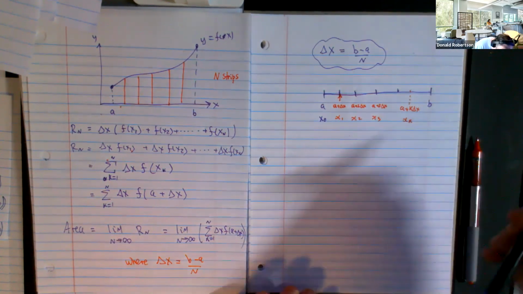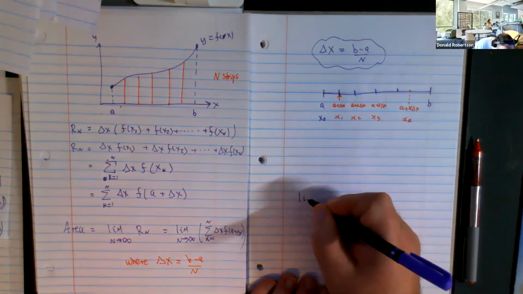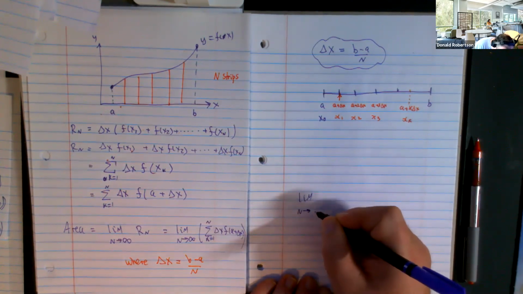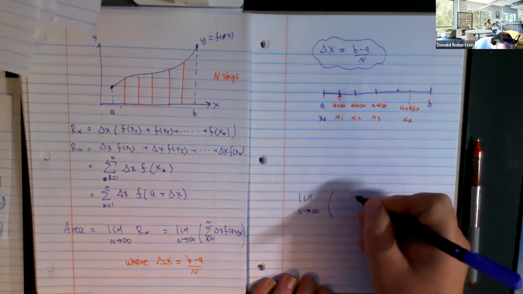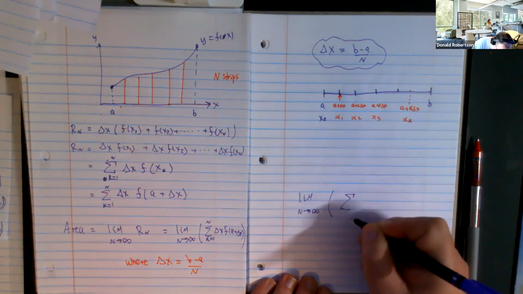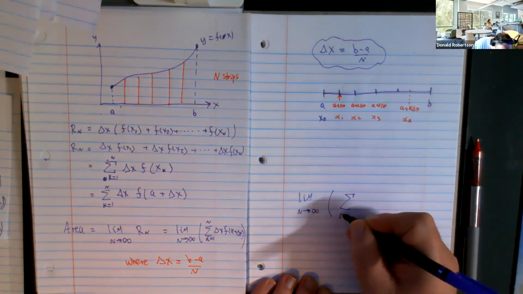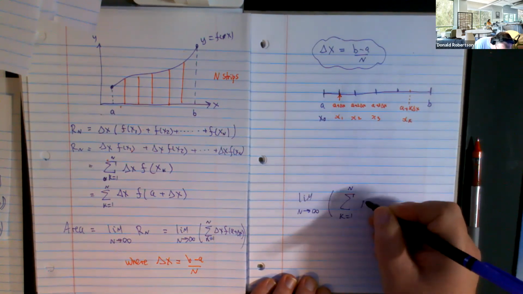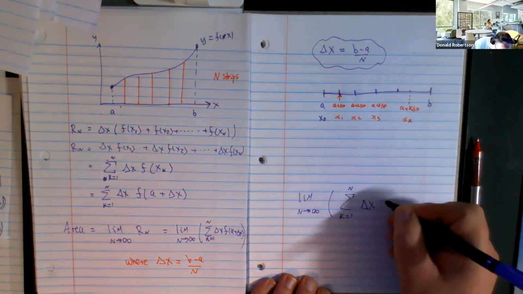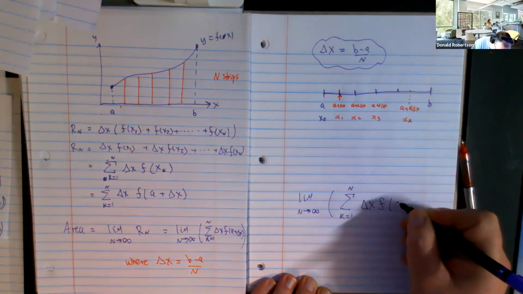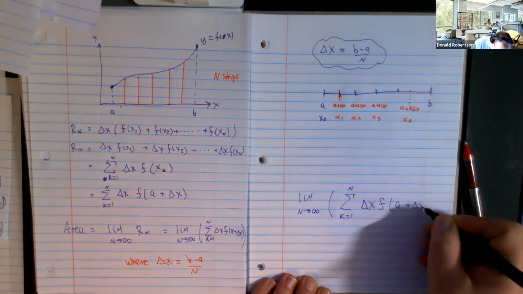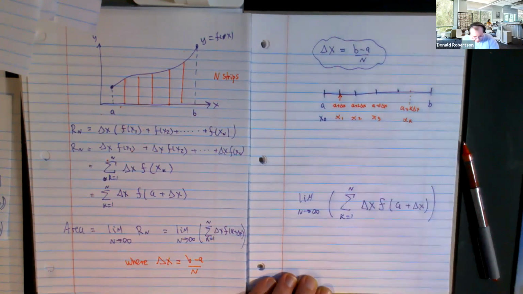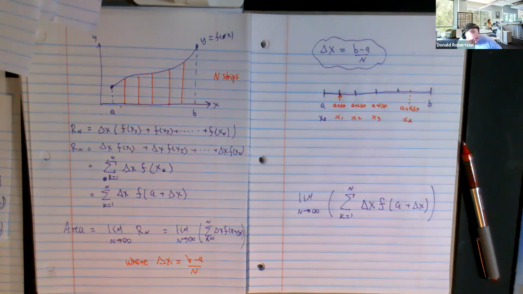So I'll write that again. This is what it looks like. It's the limit as n tends to infinity of sigma K equals 1 to N of delta X F of A plus K delta X, close brackets. Yeah, hopefully a cleaner version of what that is.